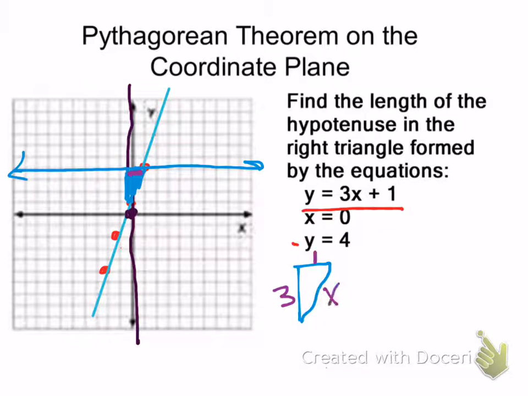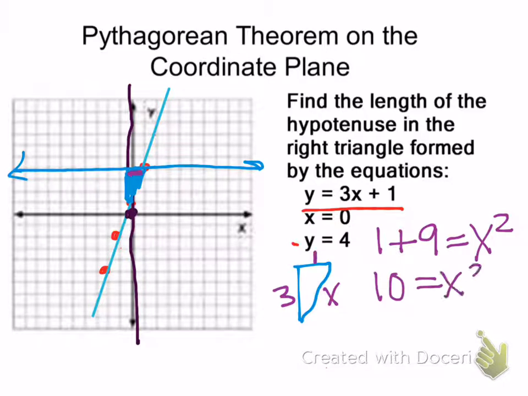And then what we're trying to find is the hypotenuse. So it would be 1 squared, which is 1, plus 3 squared, which is 9, equals x squared. So 10 equals x squared. Take the square root. And so x would equal square root of 10. You'll have, I don't know, a couple of those, but they're not that hard.